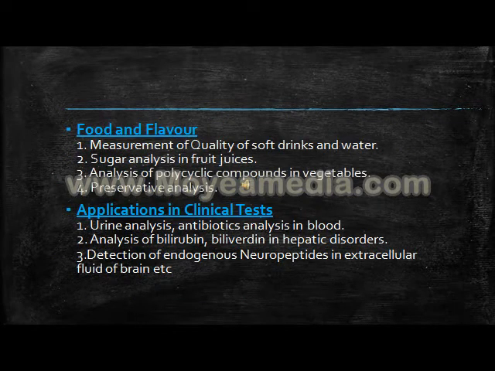HPLC is also used in the food industry. It measures the quality of soft drinks and water, and does sugar analysis of fruit juices. It is used in analysis of preservatives. It analyzes polycyclic compounds in vegetables, and it has clinical tests also, like urine analysis and antibiotic analysis in blood. After we take in medicines, the antibiotics are prevalent in our blood, so we can analyze them by clinical tests. It analyzes bilirubin and biliverdin in order to detect hepatic disorders. It detects indigenous neuropeptides in extracellular fluid of the brain.